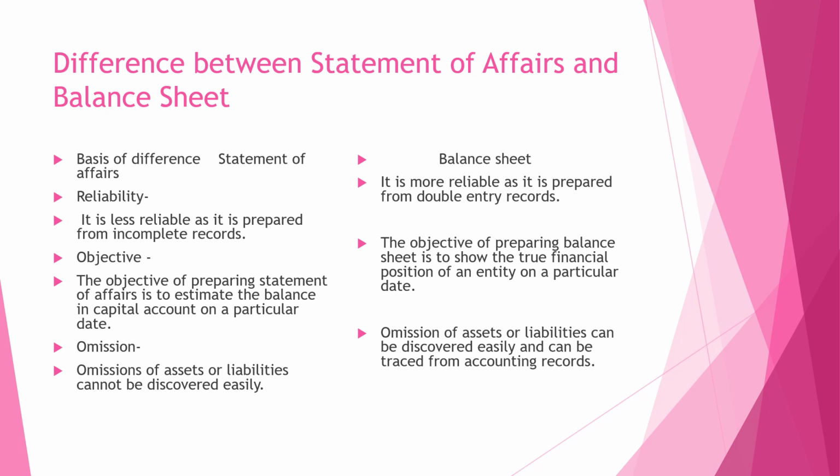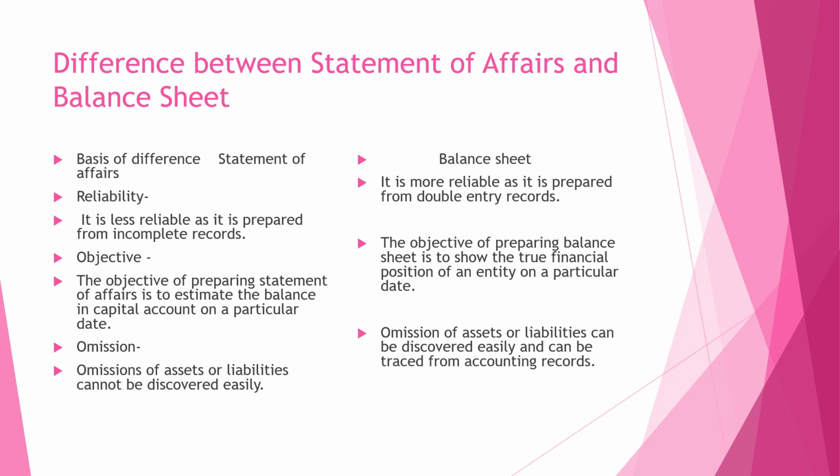Another is, what is the difference between statement of affairs and balance sheet. So the basic differences are: Reliability. Single entry system is less reliable. Objective. The objective of preparing a statement is to estimate the balance in the capital account on a particular date. Omission. Omission of assets or liability cannot be discovered easily. Balance sheet. It is more reliable as it is prepared from the double entry system.